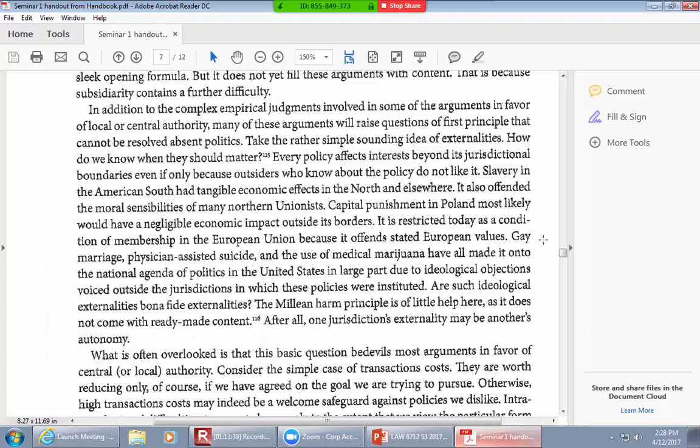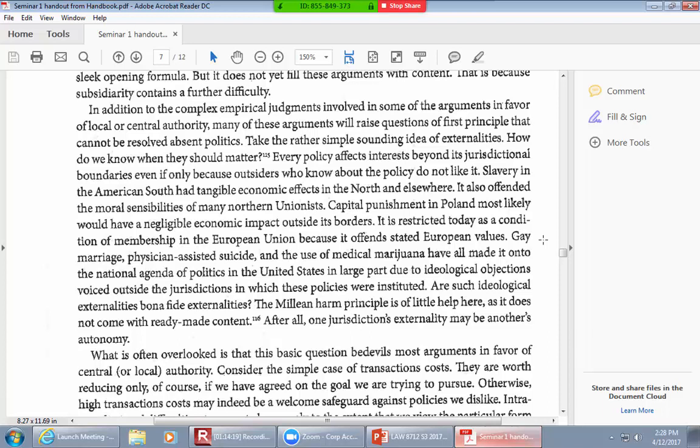So he's giving you these examples as propositions for what he referred to as externalities. Okay? So the idea says that our subsidiarity has difficulties. Okay? It has first principle difficulties, and they can't be resolved absent politics. Now you have to think about how these examples were all affected by politics. Okay? So how do we know when these externalities would make a difference?